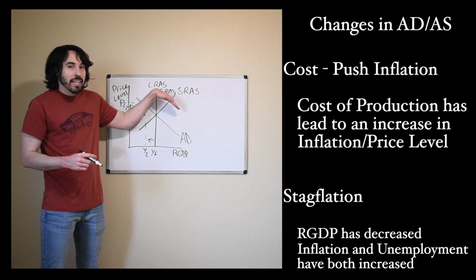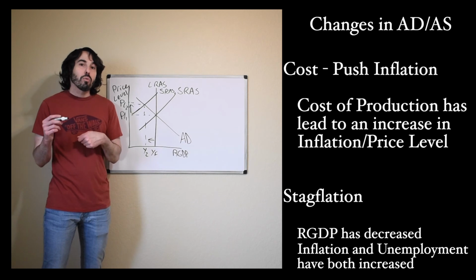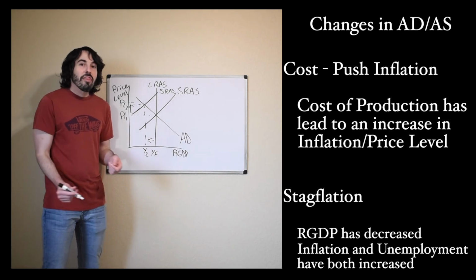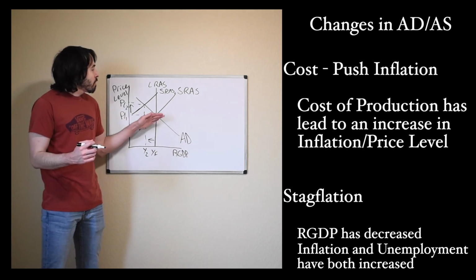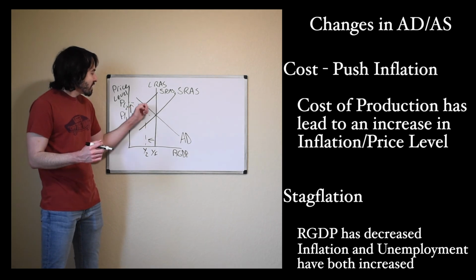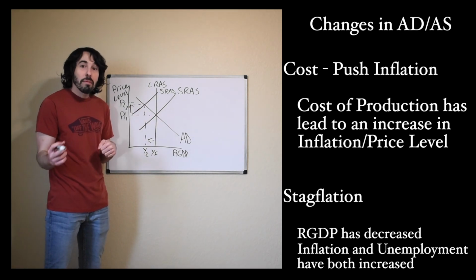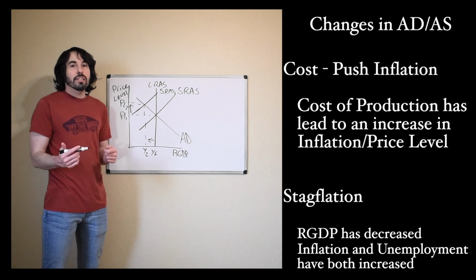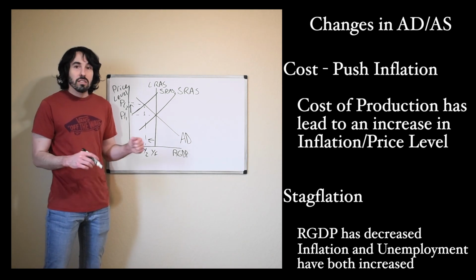If aggregate demand increased and we had what's called demand pull inflation, that really wouldn't be that big of a deal compared to this cost push inflation, because this has made it where people don't have a job and everything costs more. It's really bad for the economy, and you don't want to be in this situation.